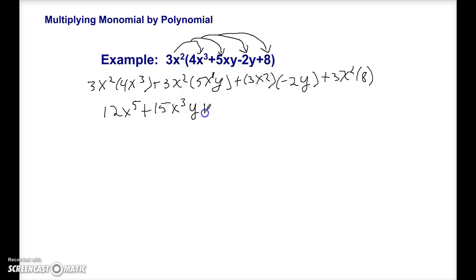The next term would be plus 3 times negative 2 gives us negative 6. X squared, there's no x in the second factor, and then the y. And finally, we have plus 3 times 8 is 24, and we still have the x squared. So this would be our final answer to multiplying the monomial by the polynomial, just distribution. Let's go on to something slightly harder.